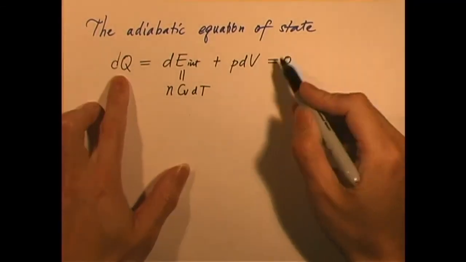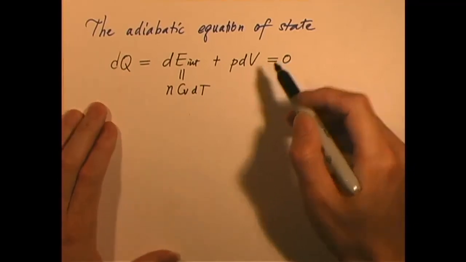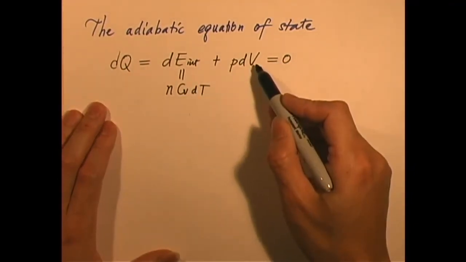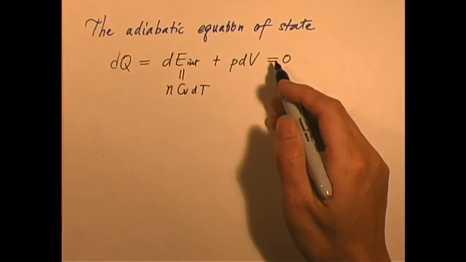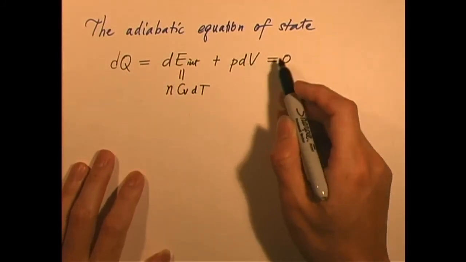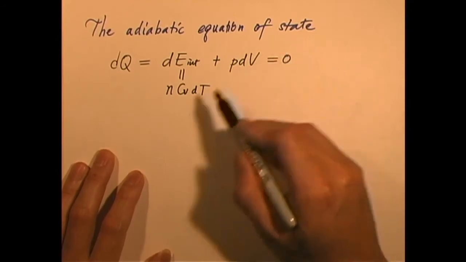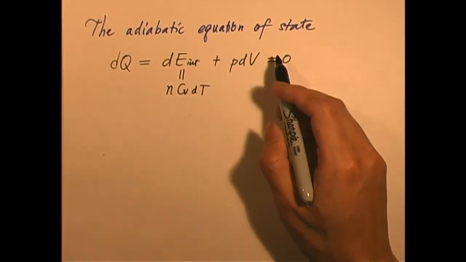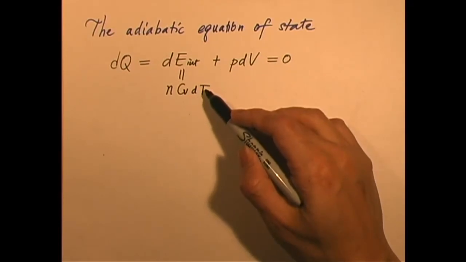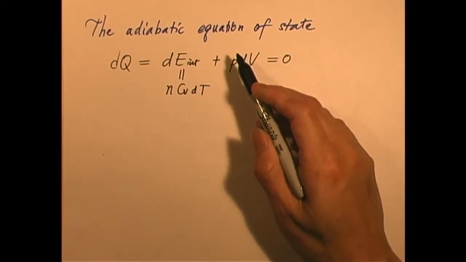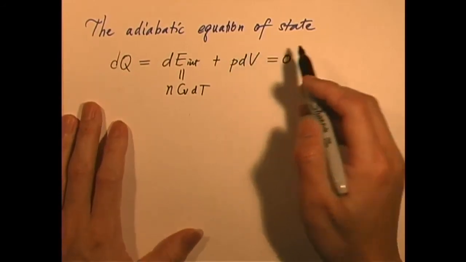Adiabatic process means dQ equals 0. There's no heat exchange. dQ equals dE internal plus PdV. That's the first law of thermodynamics. nCv dT, that's for dE internal, plus PdV. Okay, we have all three variables here, T, P, and V. I don't like that. What I want to know is, for example, can I eliminate T in favor of P and V so that I will have a relation between P and V in an adiabatic process? Well, we can do that.